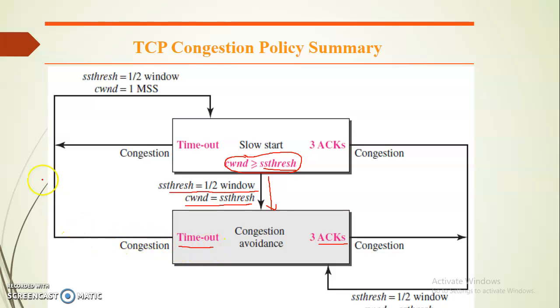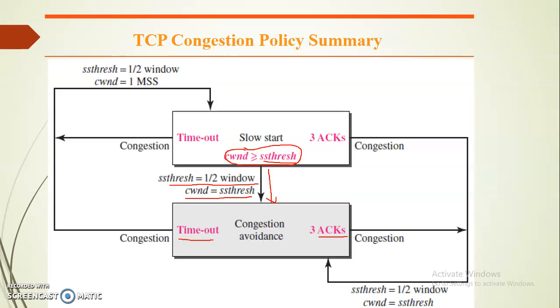Timeout हो गया, then again move to the slow start phase. If it receives the 3AC case, then the congestion avoidance phase will be run. How will it be run? Threshold is half of window and congestion window size is threshold, right? That we will see with the help of an example also.